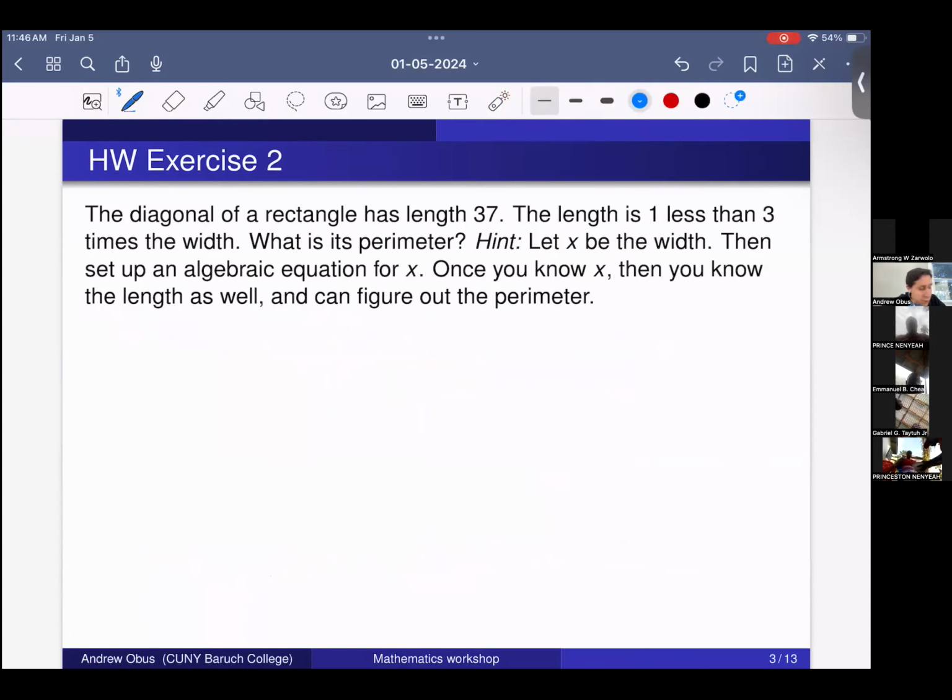The other hint, which is not written here, is that whenever you have a geometry problem like this, you always want to draw a picture. Drawing a picture will always make it easier to answer the problem. So it's a rectangle, so let me draw a rectangle, and let me put in all the information that the problem says. It says that the diagonal has length 37. So I'm going to draw a diagonal here. This is going to have length 37.